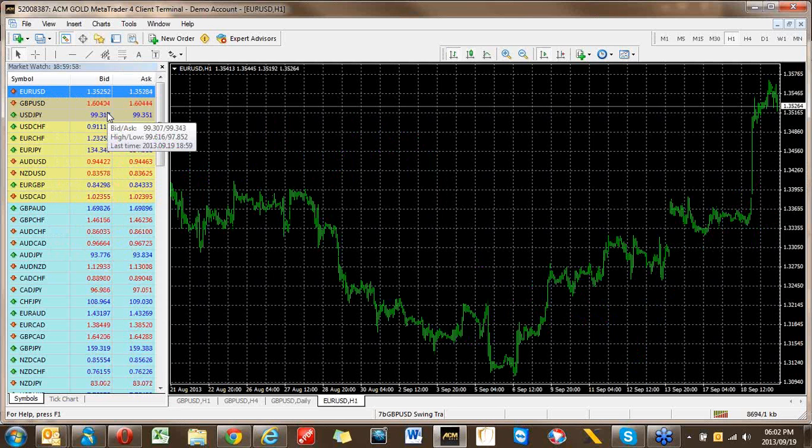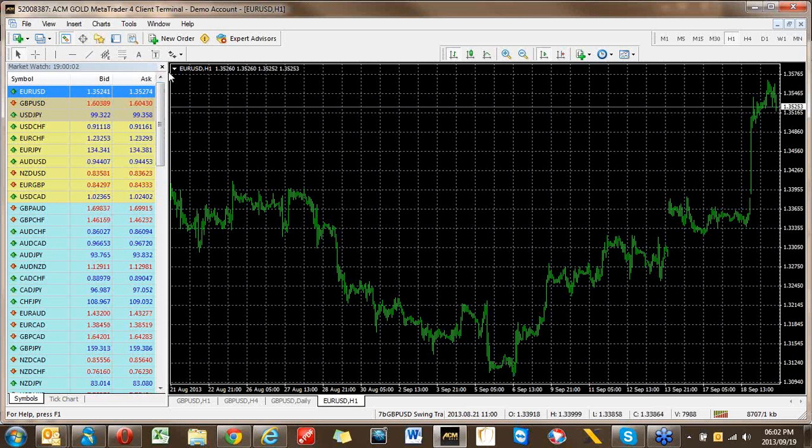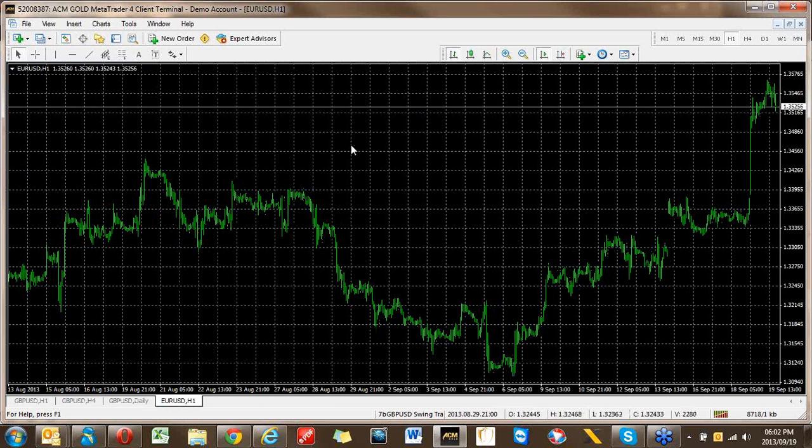Now suddenly it looks totally different. Okay, got my chart window there. Now I can start doing some adjustments. So do I need my market watch? No, I don't. So let's get rid of it. There, now I've got maximum space.